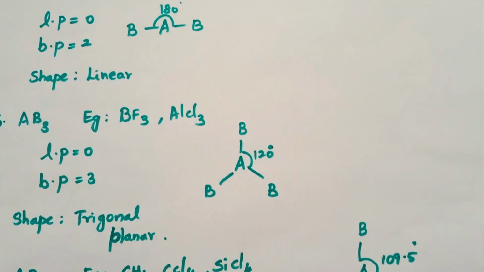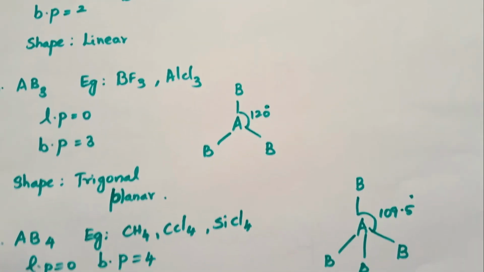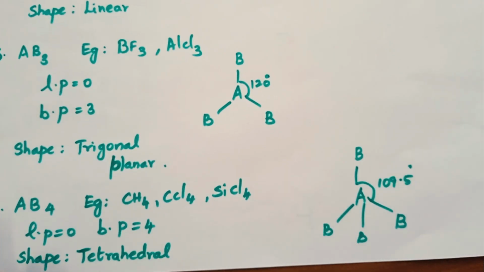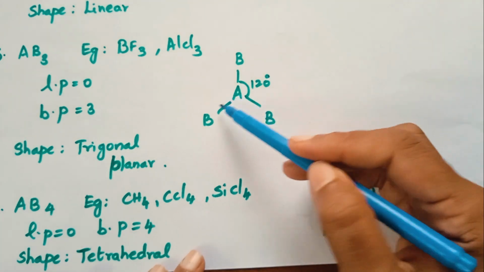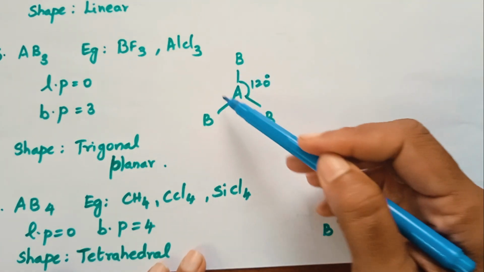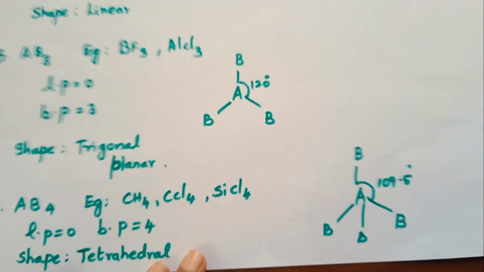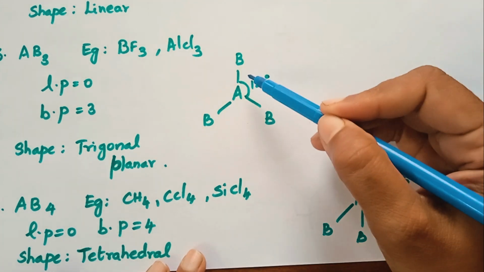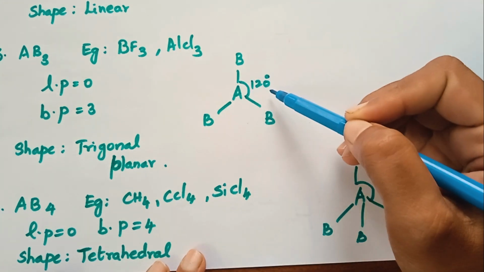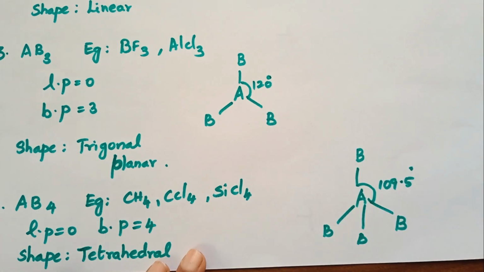Next we will see the AB3 type of molecule. Examples for AB3 type of molecule are BF3 and AlCl3. Here the lone pair is 0 and bond pair is 3. Since there are 3 bonds, it forms a trigonal planar shape. All the 3 bonds will be in the same plane. The bond angle between these bonds is 120 degrees.